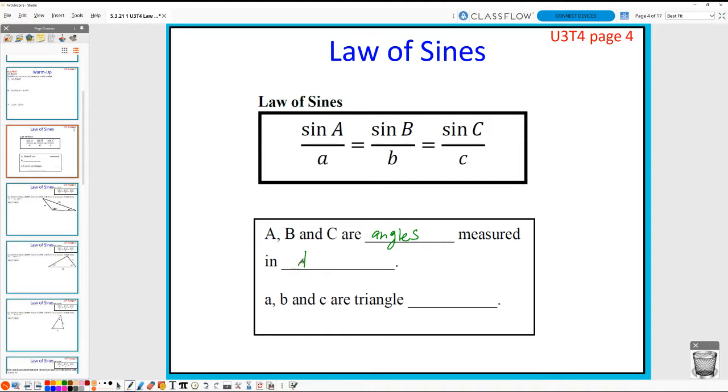measured in degrees. So for a little bit, we're going to take a break from our radian measurements, and we're going to be using degrees once again. A, B, C are the triangle sides.